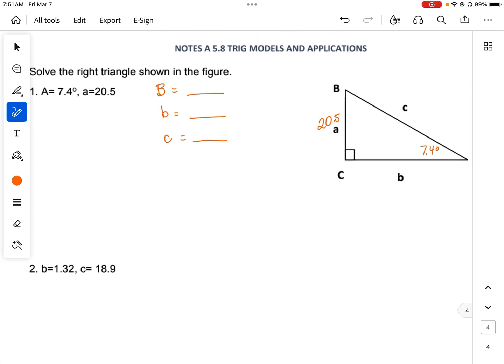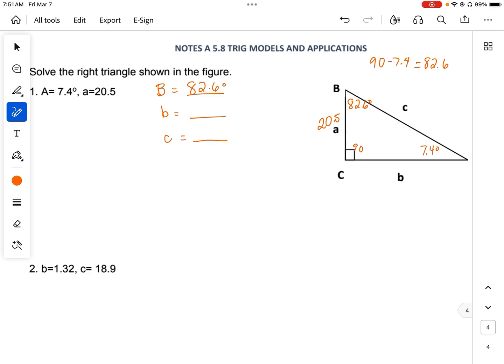Okay, so I am going to start with angle B. So we know that it's a right triangle, so everything adds up to 180. So in order to find angle B, we know that this is 90, and that is 7.4. So we've got to find what B is. So the easiest way to find B is to do 90 minus 7.4. And that comes out to 82.6. So 82.6 degrees. And we should also label it on the triangle.